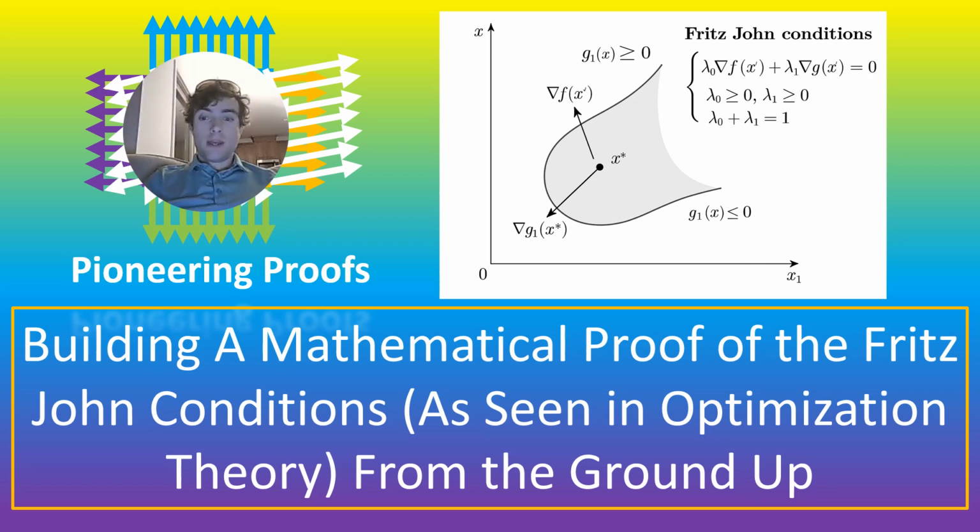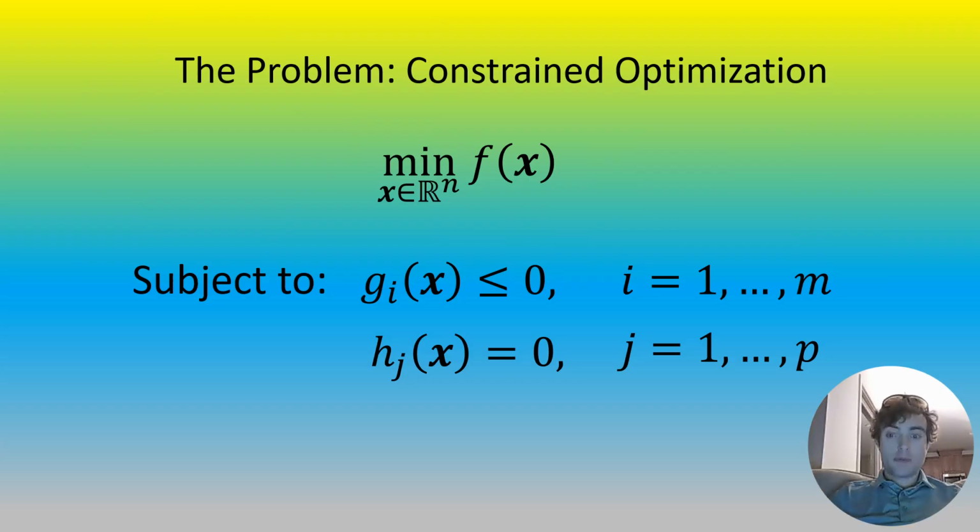Hello. By clicking on this video, you have chosen to embark on a journey, a mathematical journey in which you will find, as the end product, the shining gold that is the Fritz John conditions. It's like the pot of gold at the end of the rainbow. You know what I mean? That's what it is.